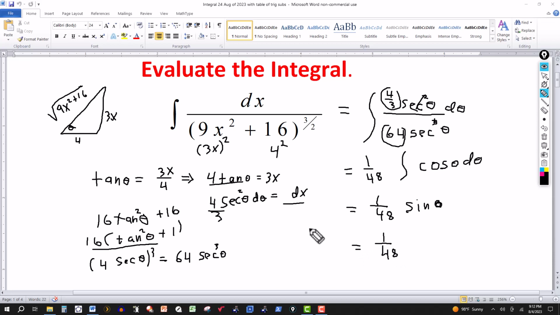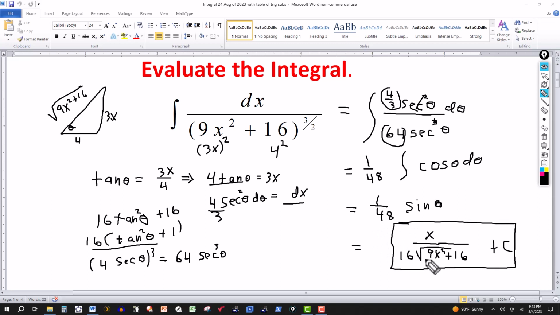1 over 48. And the sine of theta is the opposite over the hypotenuse. So this is going to be times 3x over the square root of 9x squared plus 16. And then I've got plus the constant of integration. And then we have 3 goes into 48 16 times here. So let's just go ahead and reduce it here. 3 goes into the 48. I'll have a 16 here underneath.